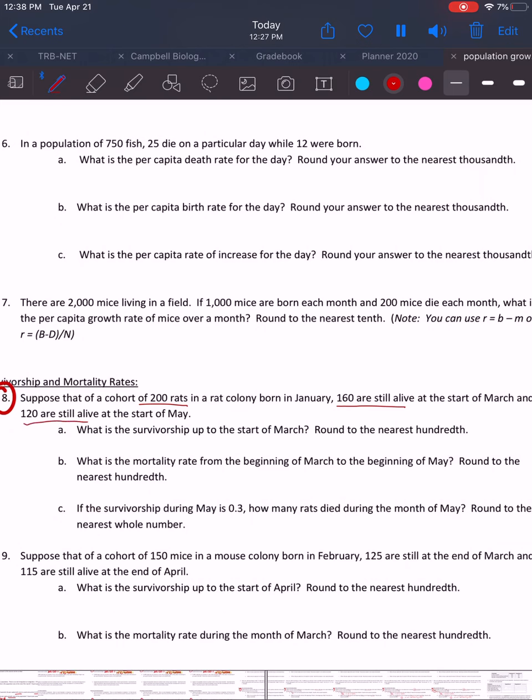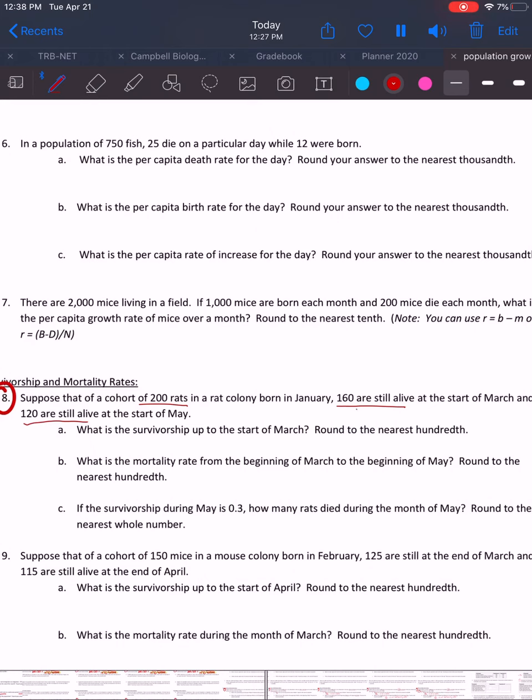So question A is asking, what is the survivorship up to the start of March? Round to the nearest 100. So what we have to do is, we had 160 that were still alive at the start of March out of my total original starting point, which is 200. So in this case, I'm going to have 0.8 as my survivorship rate from January to March.